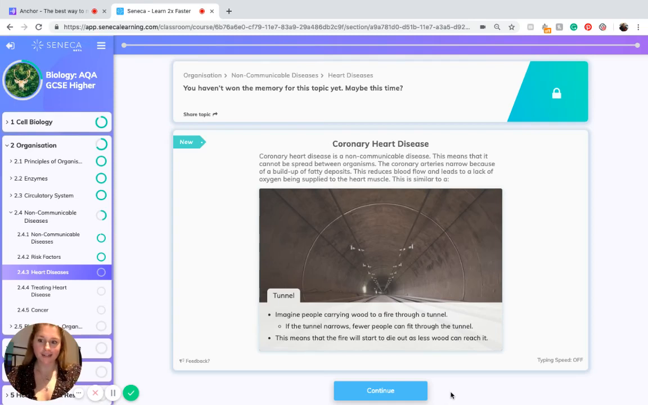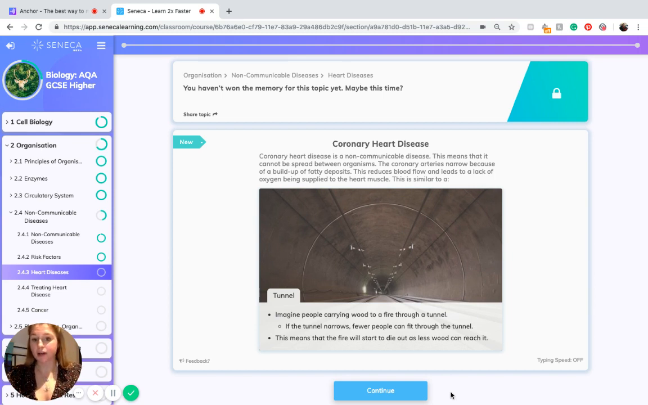I'm going to be looking at heart diseases this afternoon. Coronary heart disease is a non-communicable disease. This means that it cannot spread between organisms. The coronary arteries narrow because of a build-up of fatty deposits. This reduces blood flow and leads to a lack of oxygen being supplied to the heart muscle.